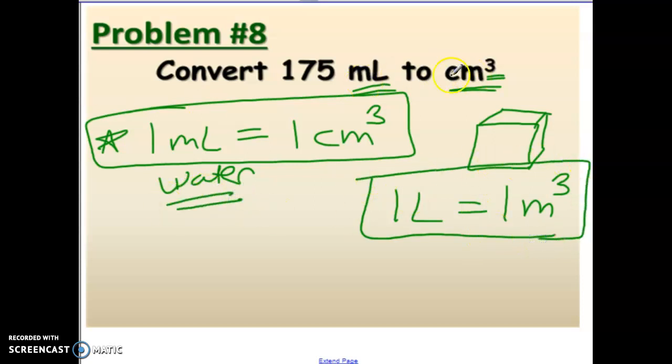In this case, it's very straightforward now that we've said that. For problem number 8, it's going to be 175 centimeters cubed, which is equal to 175 milliliters. Hopefully that helped you with unit conversions. Please keep this in mind moving forward when we need to convert any units.